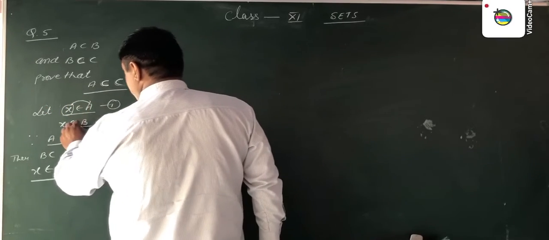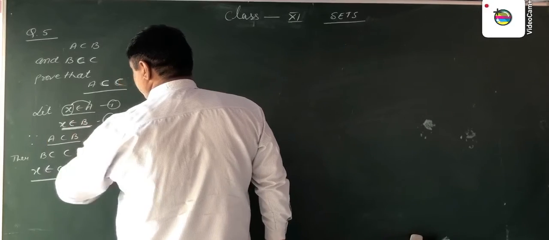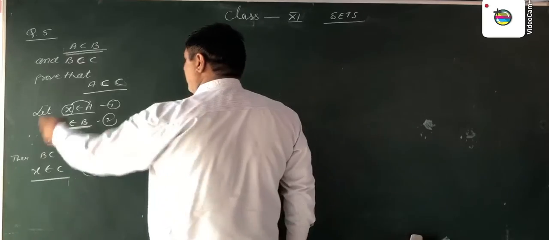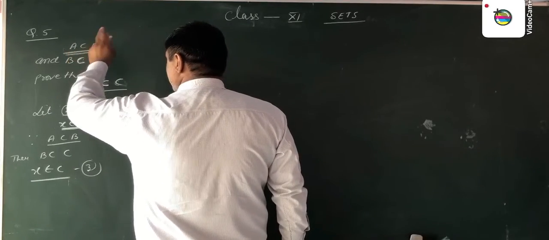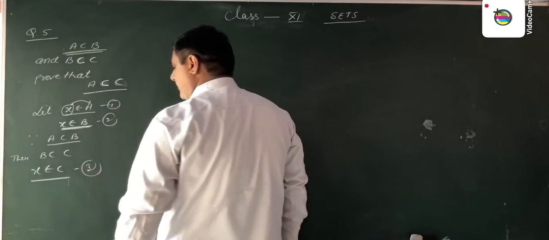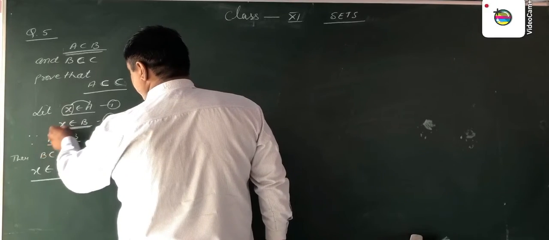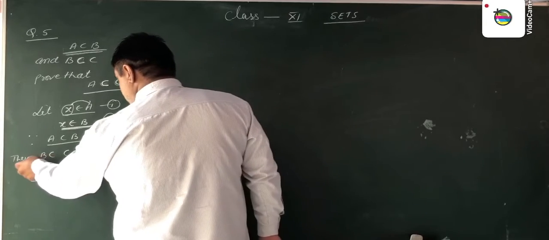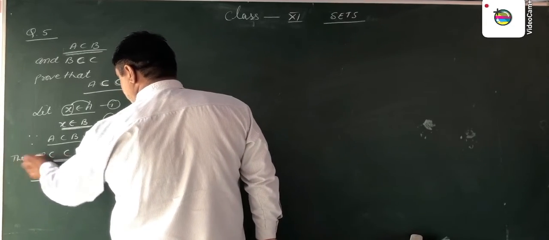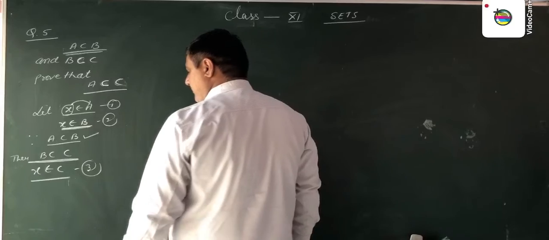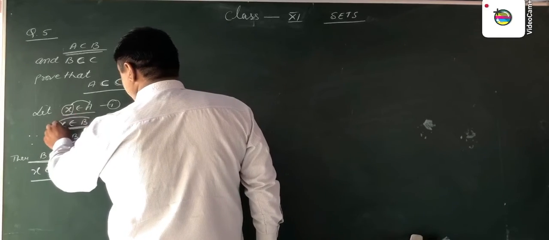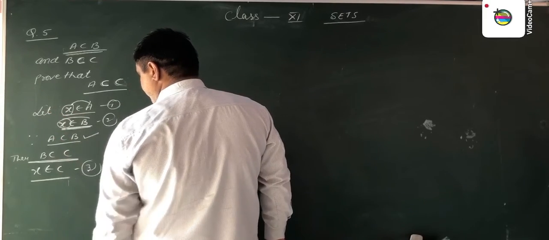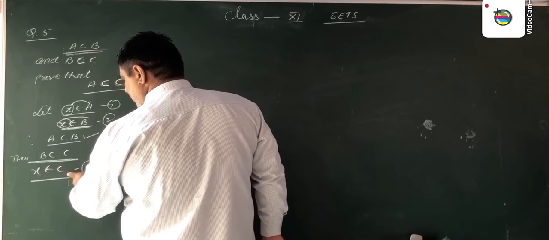Now X also belongs to B because we are given that A is a subset of B. All elements of A belong to B. So now X belongs to A, and X belongs to B, it is the given condition. And it is also given that B is a subset of C. Now the element of B, here X, also belongs to C. So now X belongs to C.